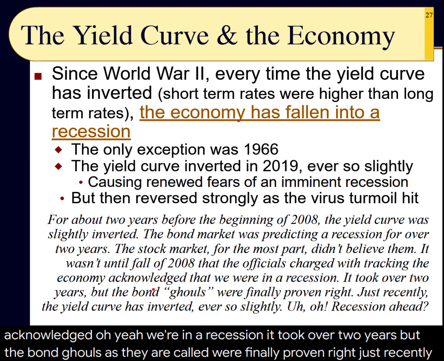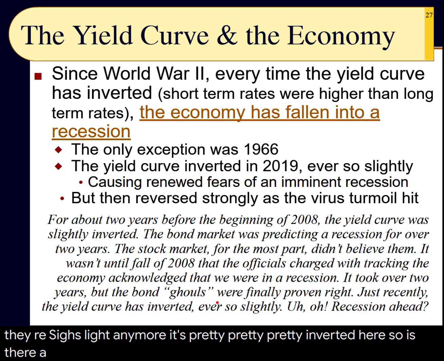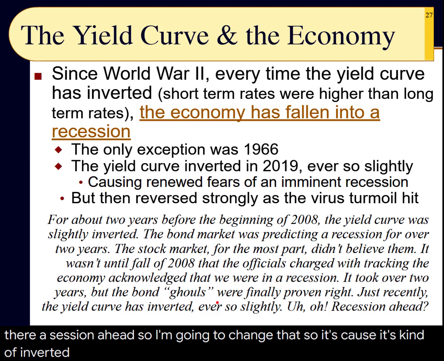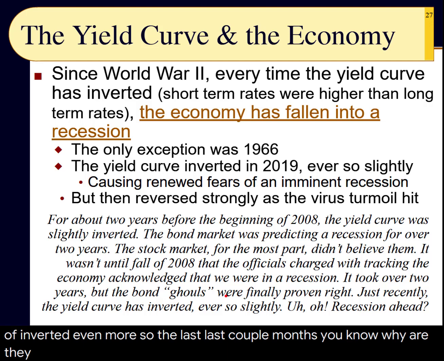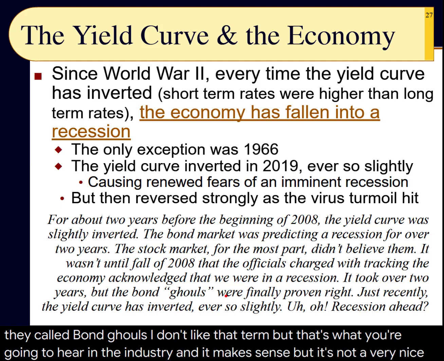Just recently, the yield curve has inverted. Actually, I should change that. It's not slight anymore. It's pretty inverted here. So, is a recession ahead? So I'm going to change that, because it's kind of inverted even more so the last couple of months. Why are they called bond ghouls? I don't like that term, but that's what you're going to hear in the industry, and it makes sense, but it's not a very nice name, is it?